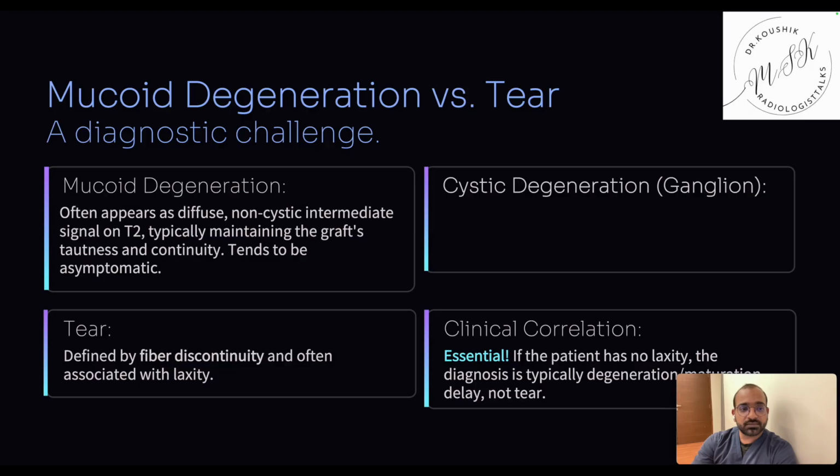Then we have mucoid degeneration. So there can be mucoid degeneration as we see in the ACL, like ACL degeneration. A similar thing can also happen with the graft, where we have increased signal intensity of the graft, with maintained fibrillary pattern. So that is mucoid degeneration. It can be differentiated from a tear as there is no loss of fibers in mucoid degeneration. And there is something called graft ganglion formation or cystic degeneration, as I have shown you in the previous case, where there are early signs of graft ganglion formation.